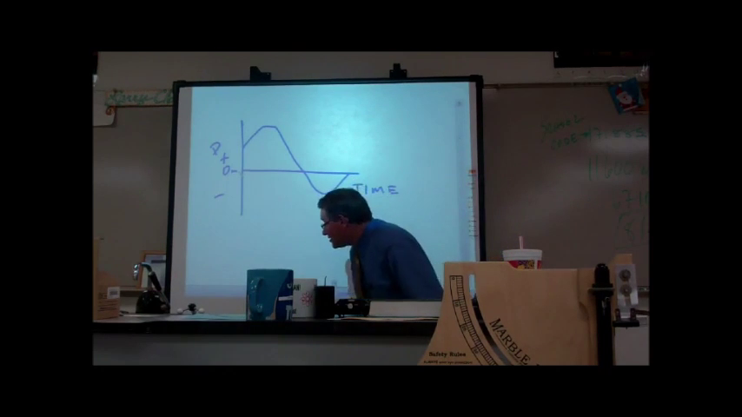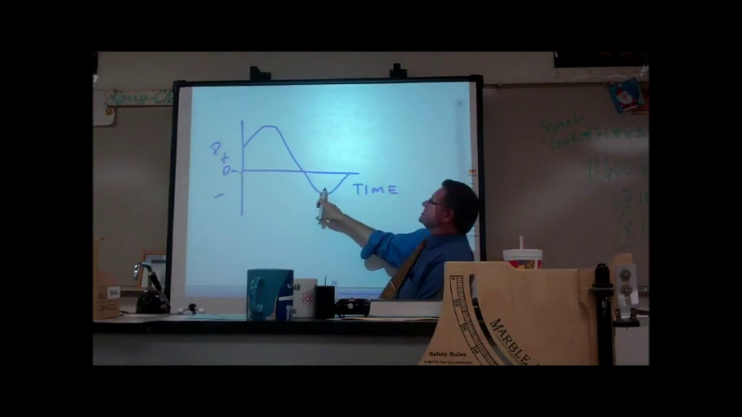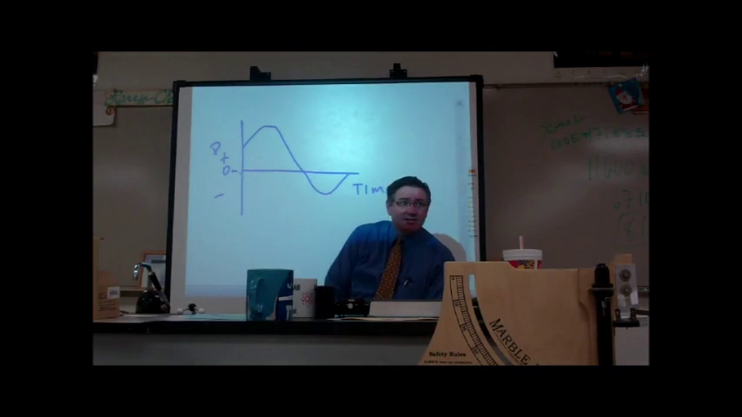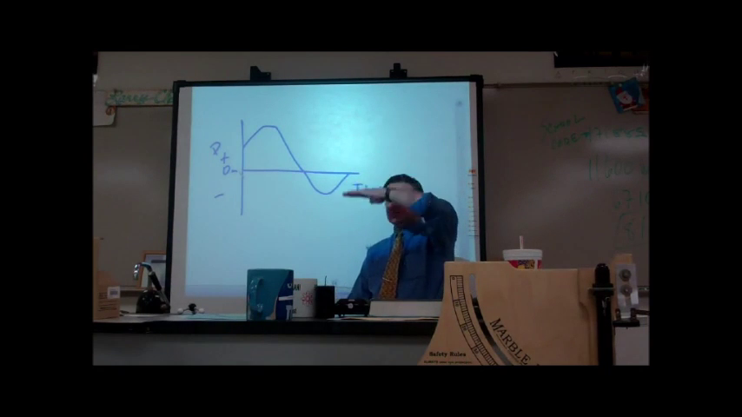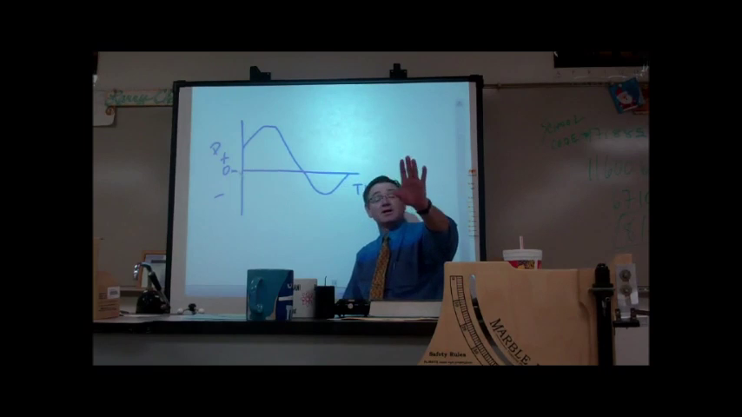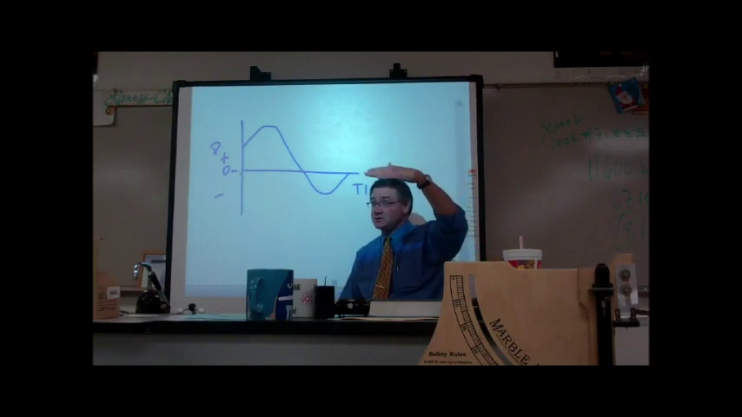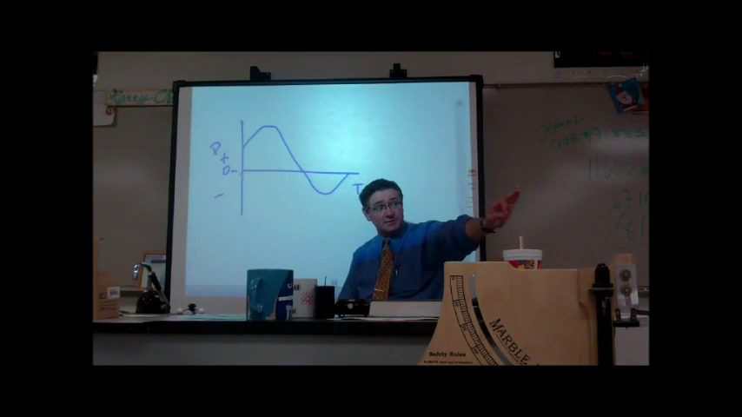Lovely. So from here to here, the position is changing. From here to here, the position is changing. Okay? So anytime you have a sloping line on a position time graph, this is subtle, but it's important. Anytime you have a sloping line on a position time graph, that means your position is changing. It's a key thing.